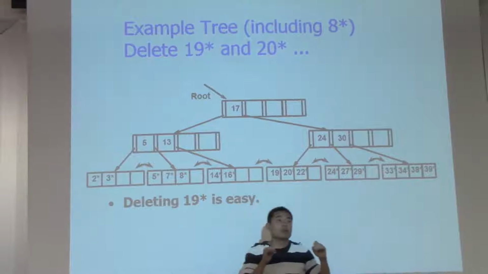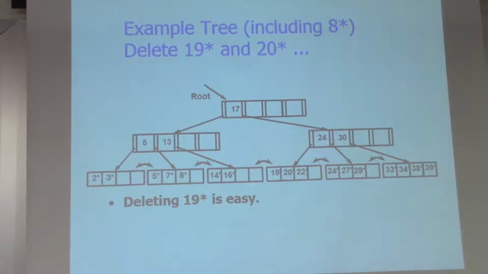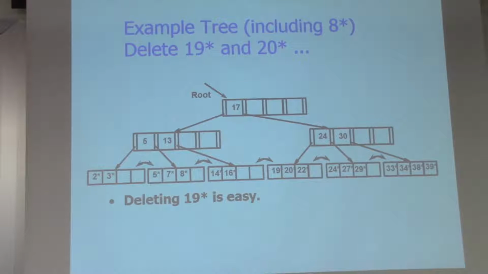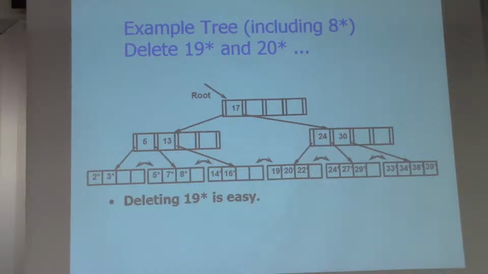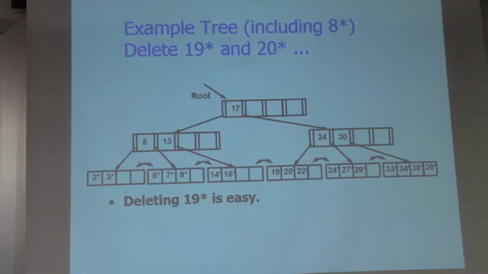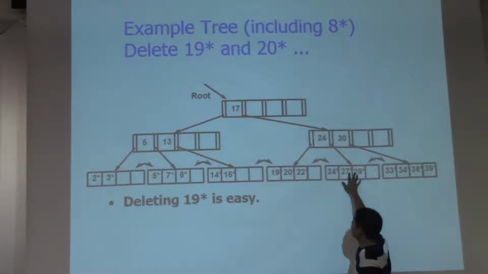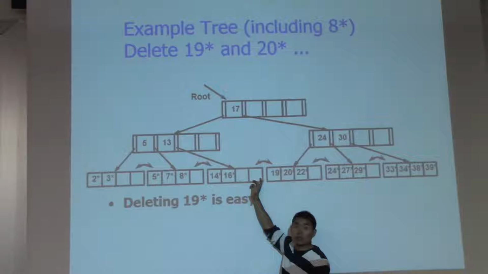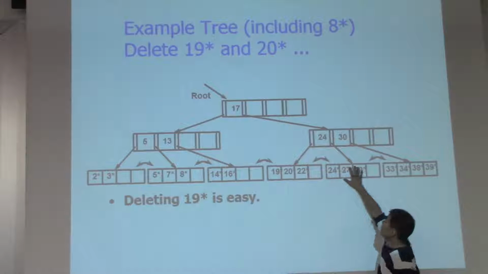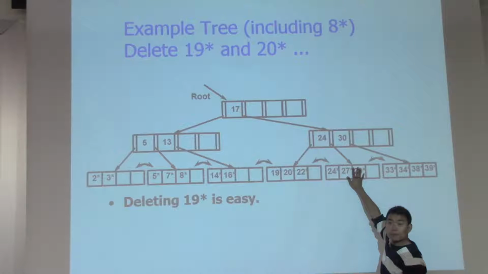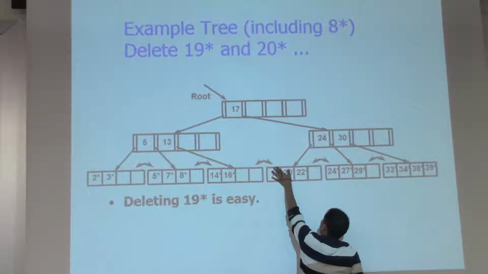By the way, when I say redistribution with the sibling node, the sibling node has not been formally defined, right? So a sibling node refers to your immediate right or left neighbor from the same level who shares with you the same parent node. Which means the sibling node of this node is only this node, but not this node, even though it is immediately to the left of this node, because they do not share the same parent. So the sibling node of this node is only this node right here.